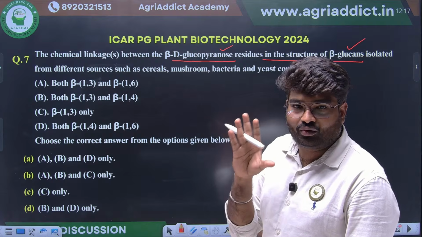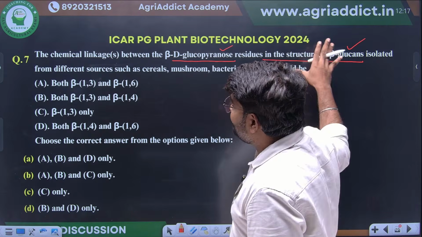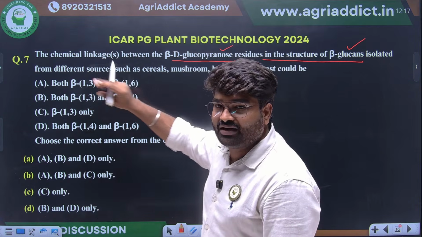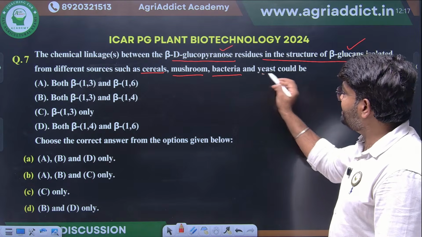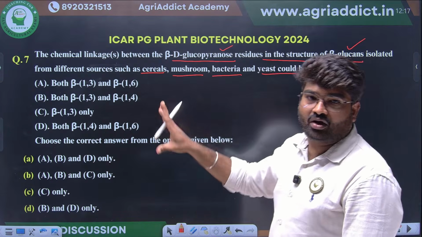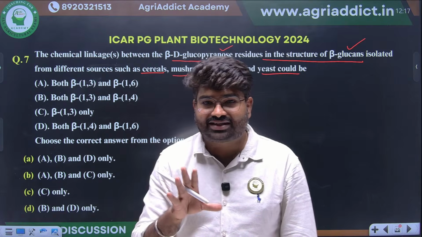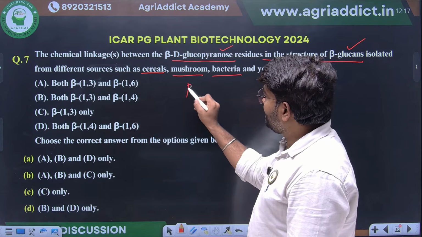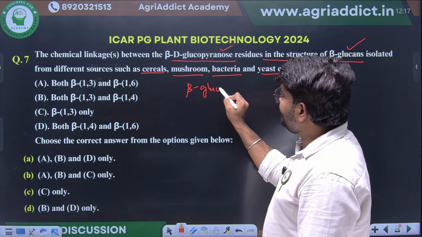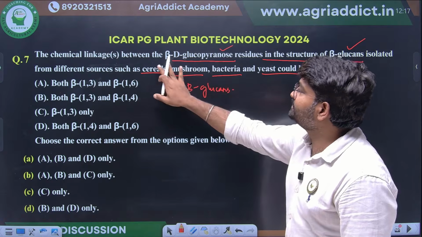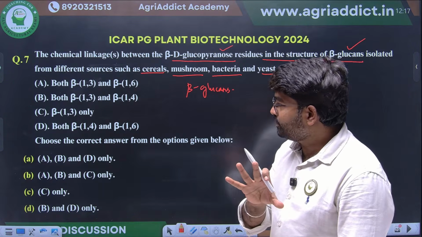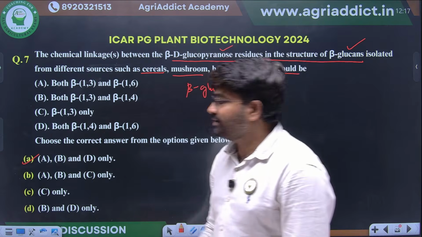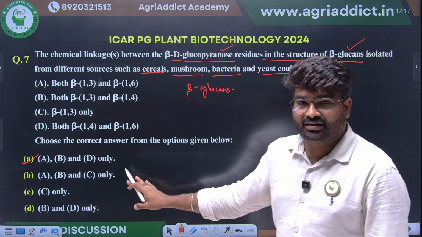Okay, beta glucans. They are asking if beta glucans were identified from different sources like cereals, mushroom, bacteria and yeast. What are the different combinations that will be there? Okay, the question is clear. So they are asking about beta glucans. What will be the linkage of beta glucans in these different species? Okay, we know A, B and D. Yeah, they are saying option A.